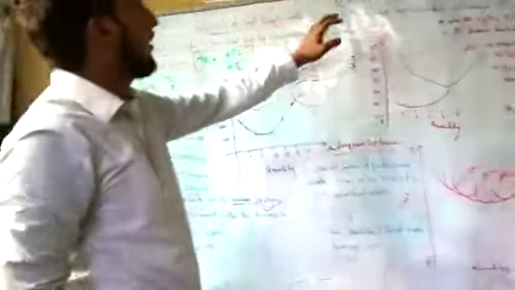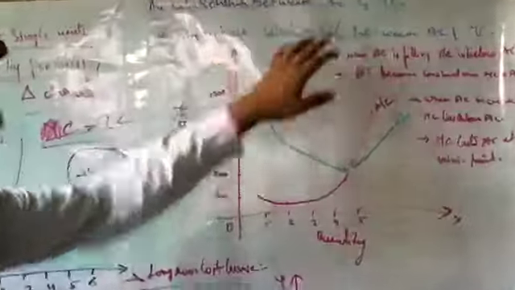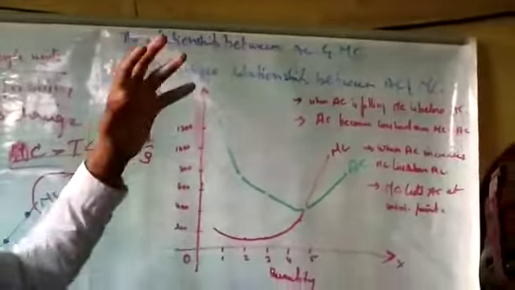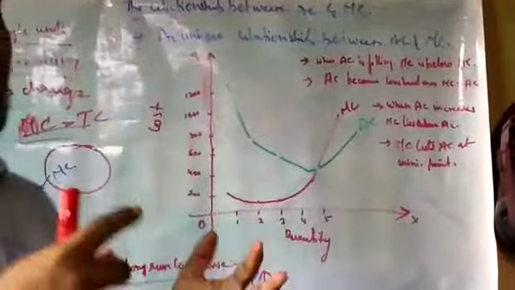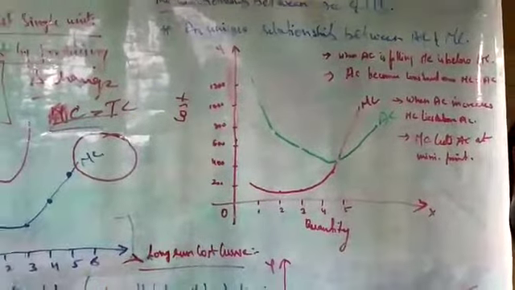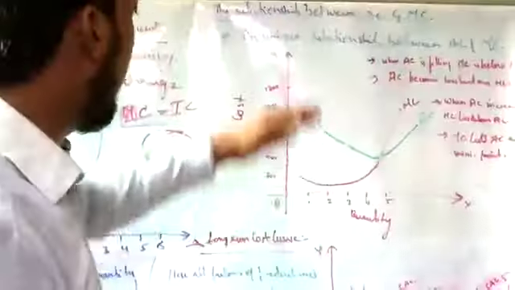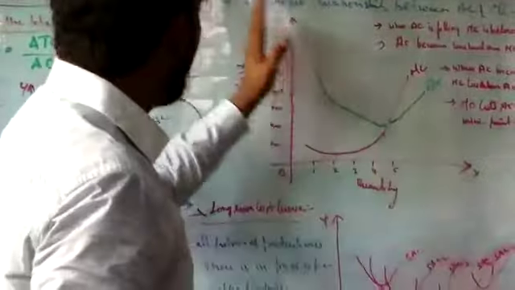Okay. Next, let's go to the relationship between AC and MC. So what is the relationship between the average cost and marginal cost? They have a unique relationship, and the relationship can be understood with the help of this diagram.